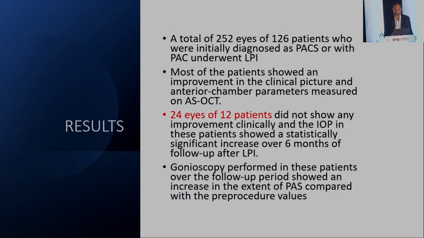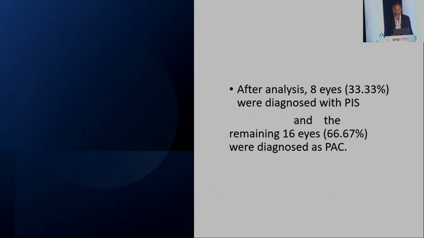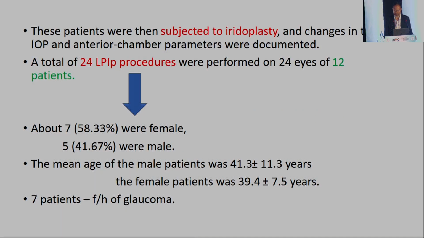So out of 252 eyes, only 24 eyes did not show any improvement. So around 10% of the patients need this kind of procedure. They did not show any improvement clinically, and the IOP in these patients showed a statistically significant increase over 6 months following laser PI, and they were taken for iridoplasty. So after analysis, 8 eyes were diagnosed as plateau iris syndrome, whereas 16 eyes were diagnosed as PAC. So these patients were subject to iridoplasty.